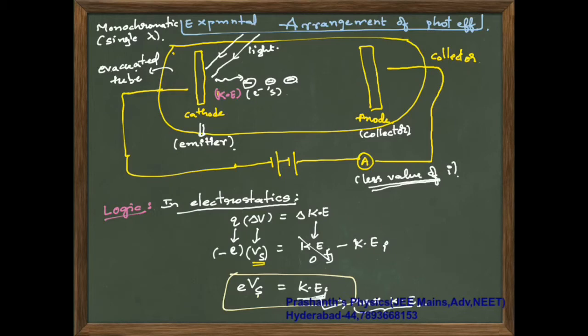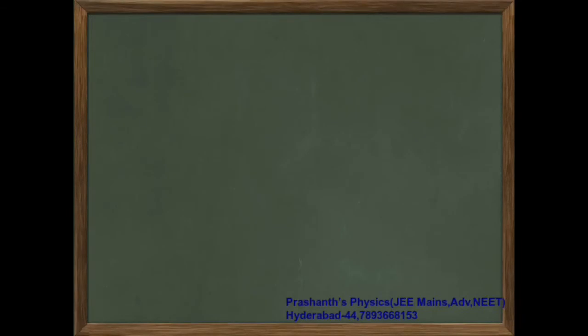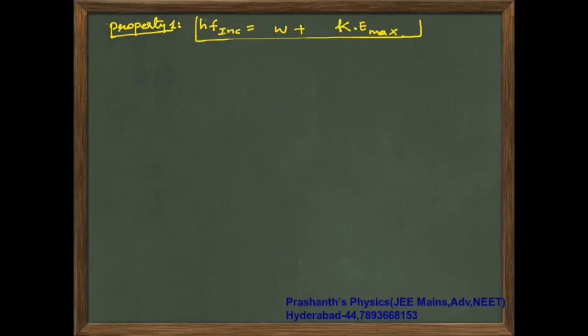With this, the conceptual part of the photoelectric effect is done. Now the logical part: you will be asked simple questions and you need to give answers. First, property one. Always remember, any property that I give is dependent on this equation: h times f incident is equal to work function plus KE max, or e times stopping potential. I will give anything based on this explanation only.